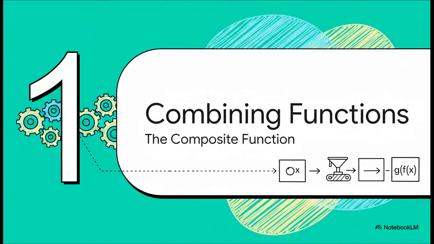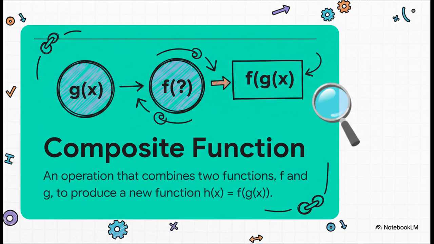To get our heads around this, we first need to give it a name. When we chain these function machines together, we're creating what's called a composite function. Think of it like a little assembly line, where what comes out of one station goes directly into the next. Now, check out that notation. f of g of x. It's like a chain reaction. The output from function g becomes the direct input for function f. And what you get at the very end is a brand new single function that does the work of both.